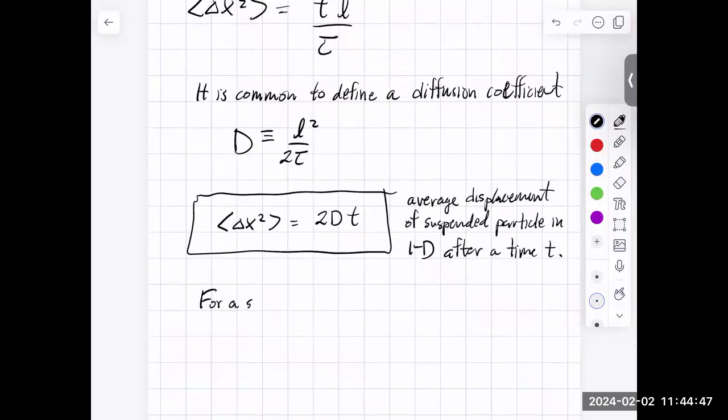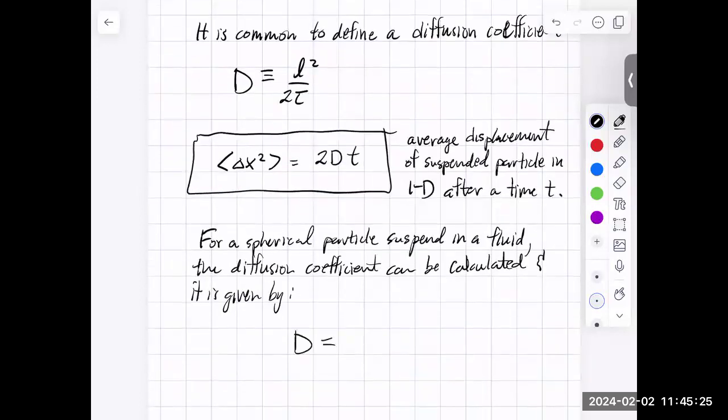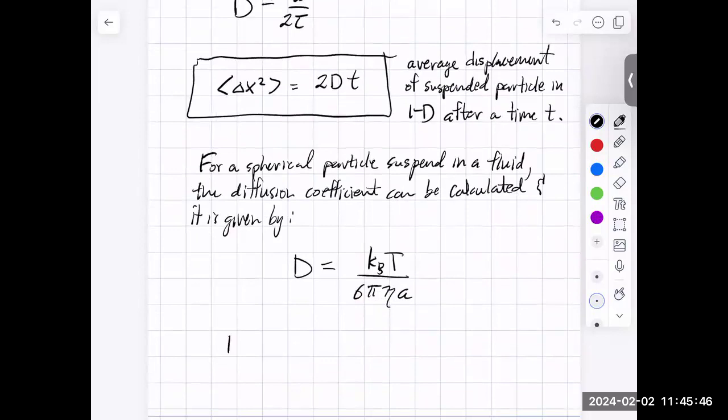So for a spherical particle suspended in a fluid, the diffusion coefficient can be calculated, and it is given by the following. D depends on the radius of the sphere, the viscosity of the fluid, and the temperature of the system. It is Boltzmann's constant times T over 6 pi eta times A. So here T is the temperature.